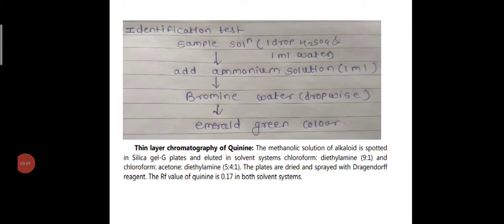Then the identification test for quinine. The identification test is used to confirm whether the phytoconstituent which we isolated is right or not. For that, firstly take the sample solution. To the sample solution add 1 drop of H2SO4 and 1 ml water. Then to this solution add 1 ml ammonia solution, and add bromine water dropwise. If we get an emerald green color, it indicates that the isolated component is quinine sulfate.